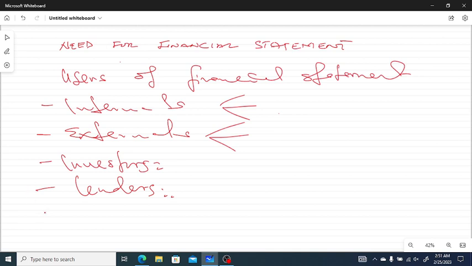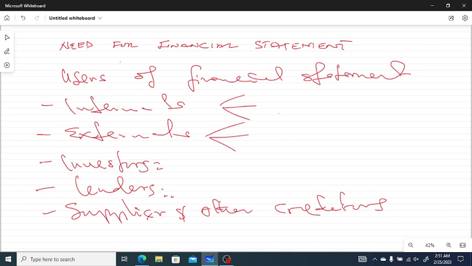Then the next one we have is suppliers and other creditors. Financial information about an entity is also useful for suppliers who provide goods on credit to a business, and other trade creditors who are yet to be paid by that entity as a result of debt incurred in the business operation.